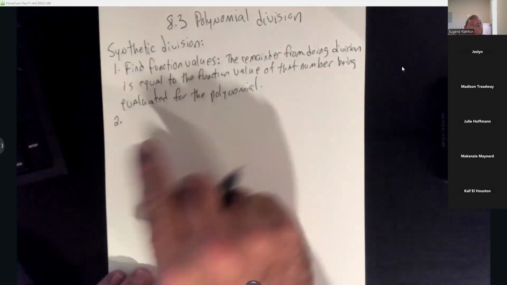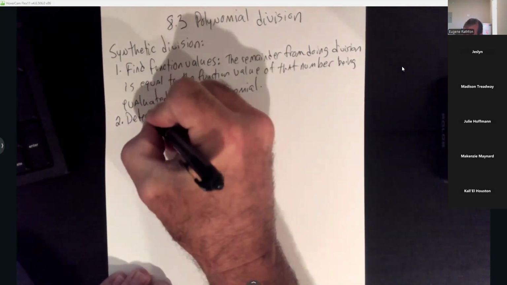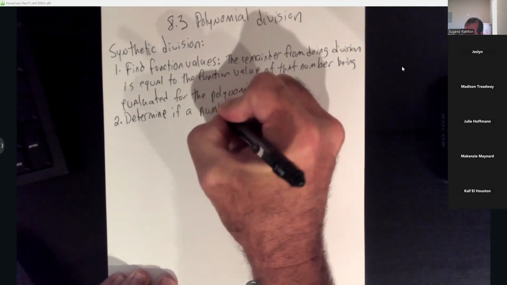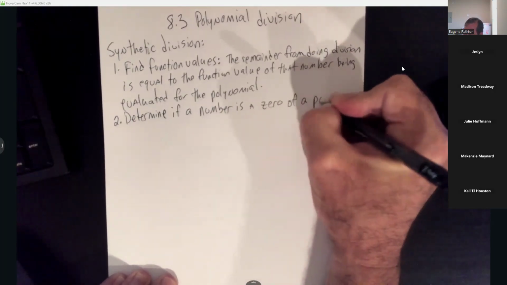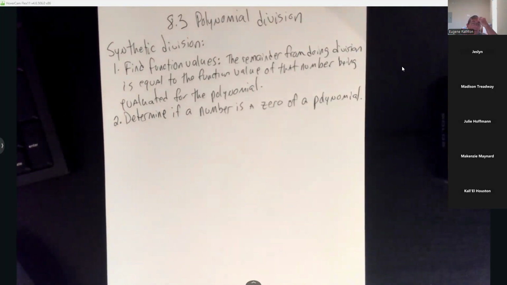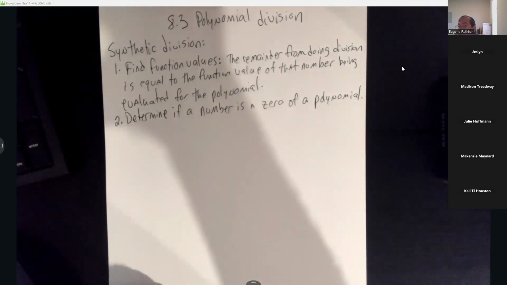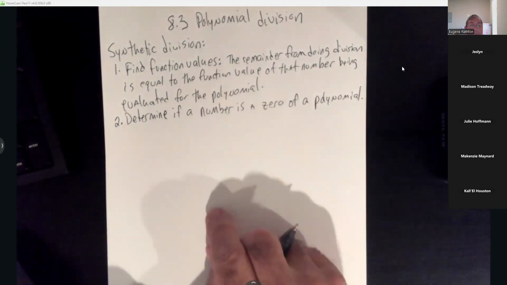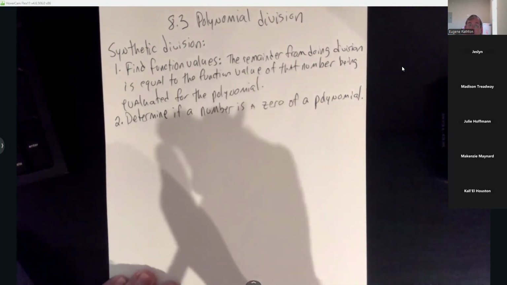Now, the second thing we're going to use synthetic division for in this section is to determine if a number is a zero of a polynomial. Okay. Now, what tells me if a number is a zero of a polynomial? And remember, zeros are solutions you get when you actually set the polynomial equal to zero. So when we use synthetic division, if a number is a zero, we got what we call the remainder theorem.